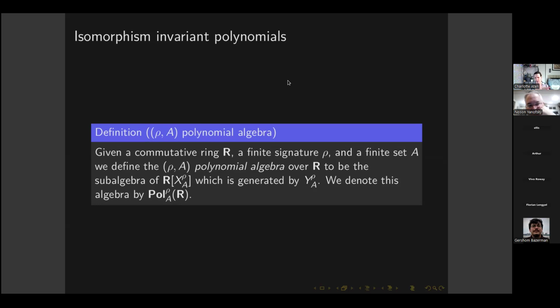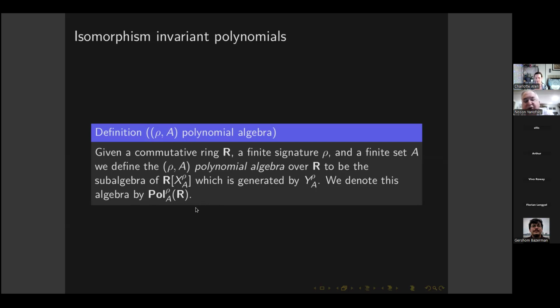I can make a polynomial algebra by looking at the subalgebra of all polynomials with ring coefficients in these variables, x_ρA. I can look at the subalgebra generated by these monomials, these reasonable monomials checking for substructures. This is what I'm going to call the polynomial algebra for that signature and that underlying set.